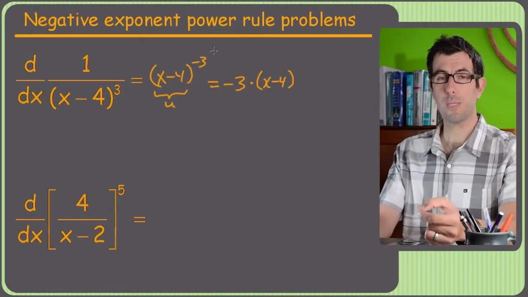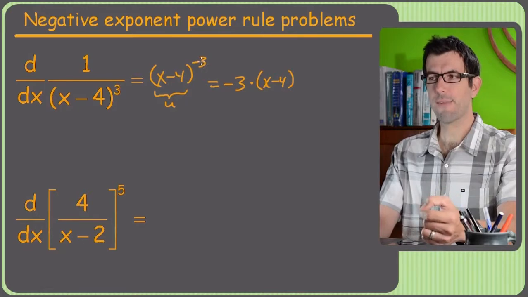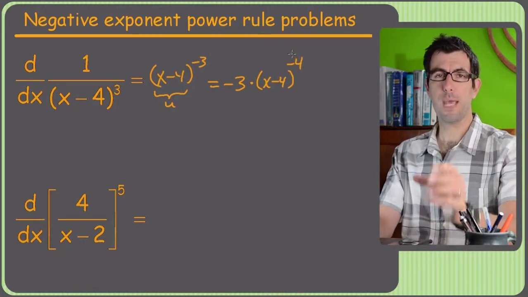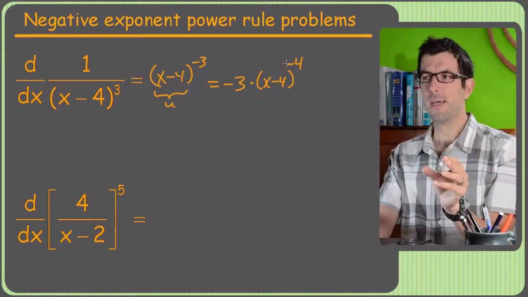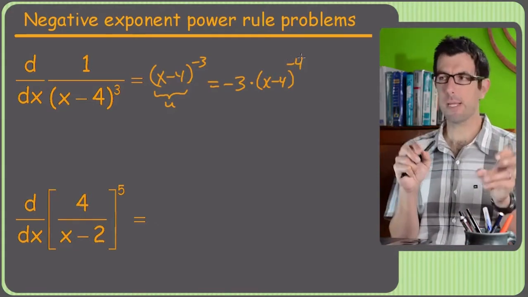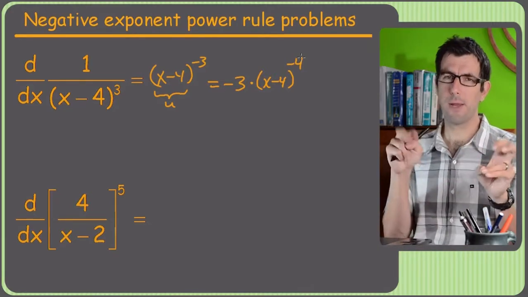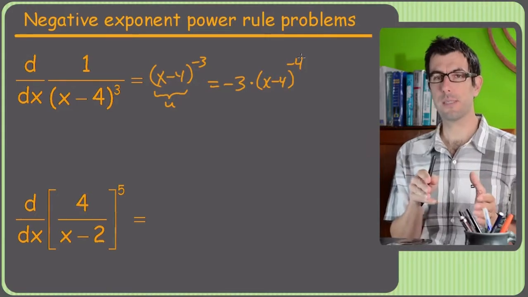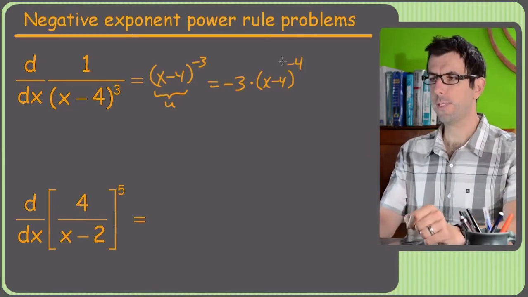Then we got to subtract 1 from the old power. But what's negative 3 minus 1? It's actually negative 4, which is sort of counterintuitive. When you have a negative exponent and you take the derivative, the exponent actually gets bigger looking. I mean, to me, a negative 4 looks like a bigger number than negative 3. But you just got to remember that negative 4 is actually less than negative 3. It's to the left on the number line. So that's why those are confusing.